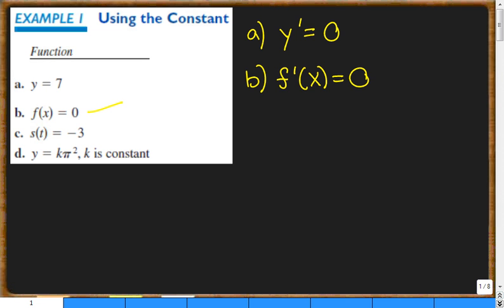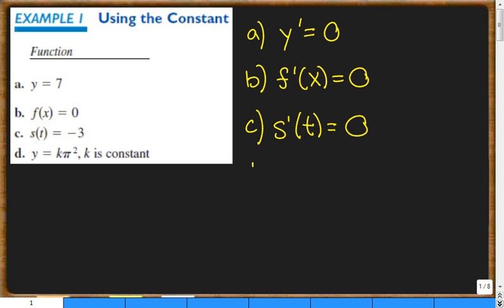Don't get tripped up by the fact that the number is 0. It's a constant, it never changes, so therefore its derivative is 0. C is s of t equals -3. Well, we would say f prime, or excuse me, s prime of t equals 0.